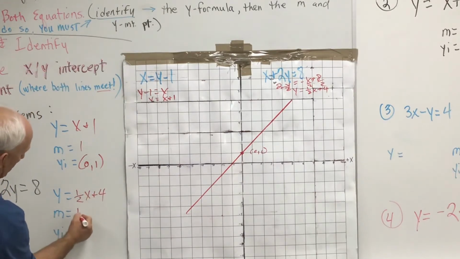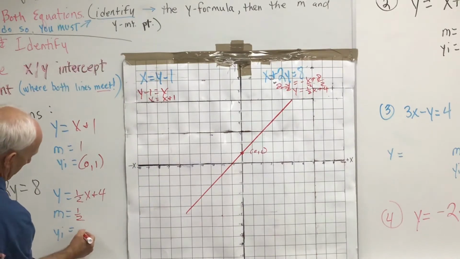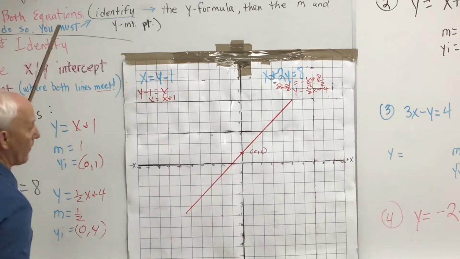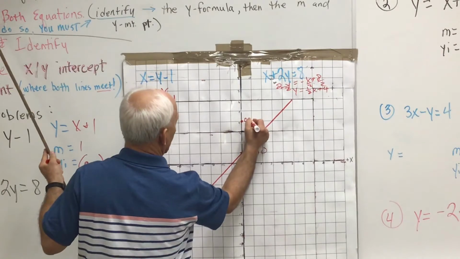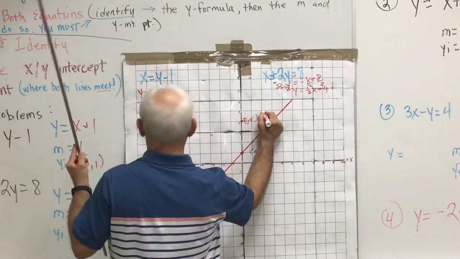We have our slope of 1/2 going up 1 over 2, and then the positive 4. Look at this, 0, positive 4. So there we go. Where do I put that? 0, positive 4. There we go, 0, 4. Now, here we go. Up 1 over 2, right?